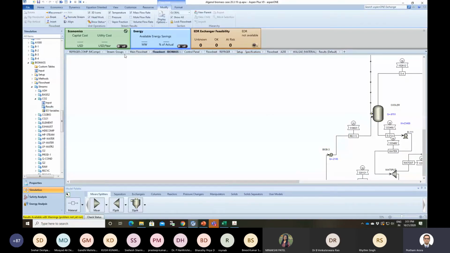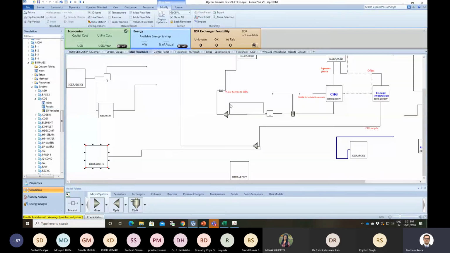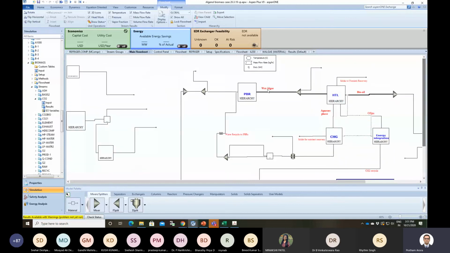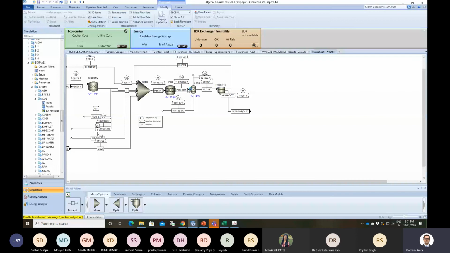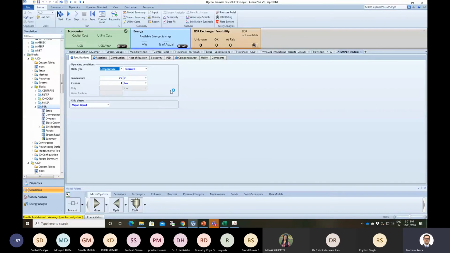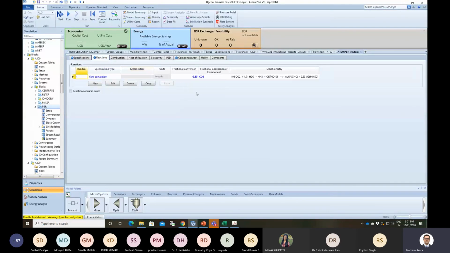So you can use this gas for production of LG, and this gas is coming outlet from here, getting combined in here and going to the PBRs. So the PBR is the reactor where I'm producing LG, and this is the kind of reaction that I have.